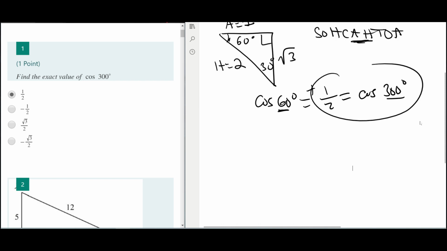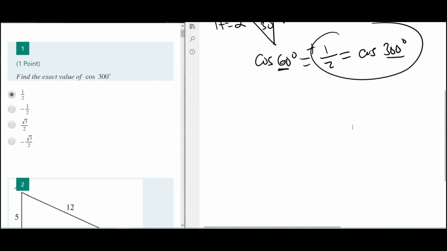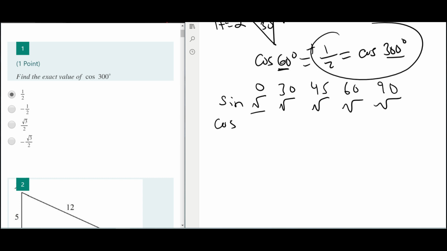Another shortcut is using a table. The table method that I showed you is really easy to do. You have sine, cosine, and then you have 0, 30, 45, 60, and 90. Remember that all of these have square roots in them, and they're all divided by 2.